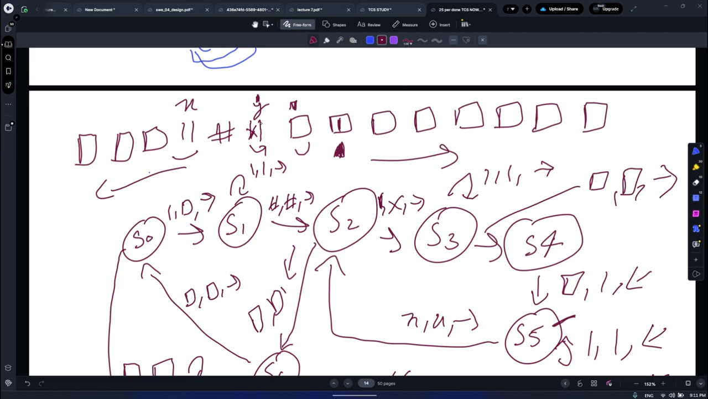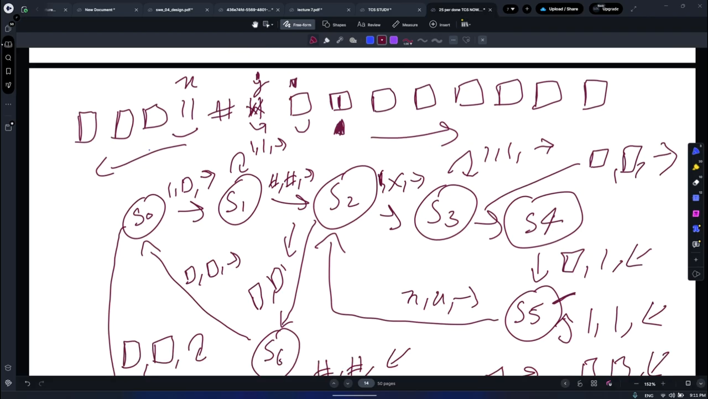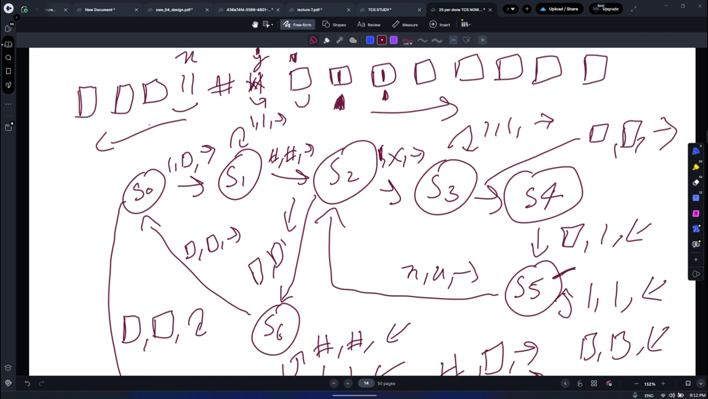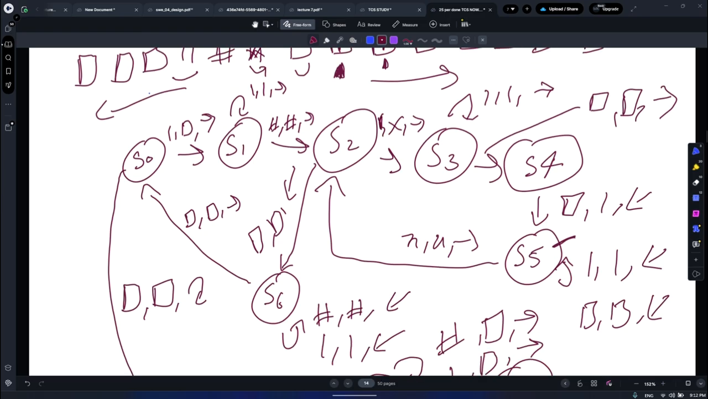Goes right, makes it an X, goes right, keeps ignoring ones. The moment it sees a blank, goes right to the next blank and changes the state. The moment it sees a blank, puts the 1 there, like this will be the next blank. Keep ignoring everything. The moment it sees a blank, it puts it there in S5. And after putting a 1 there, keep going left.